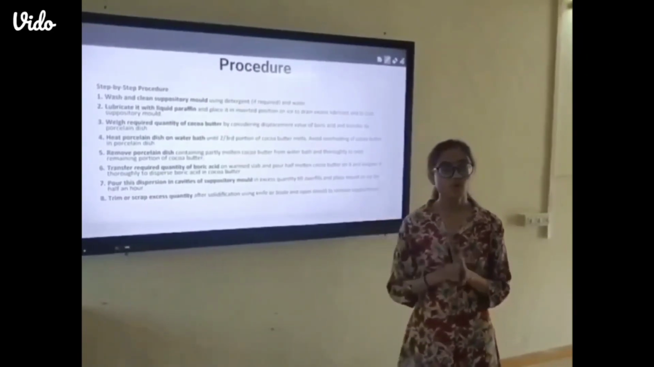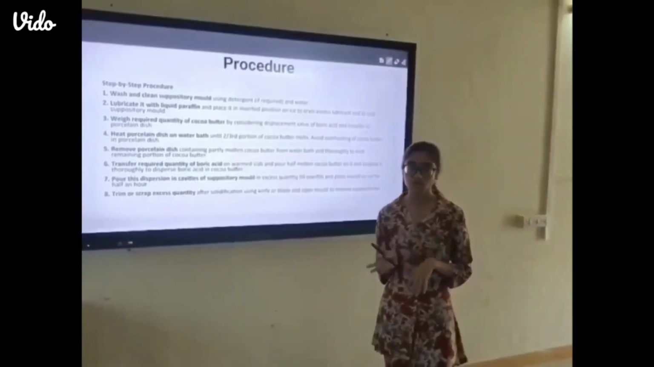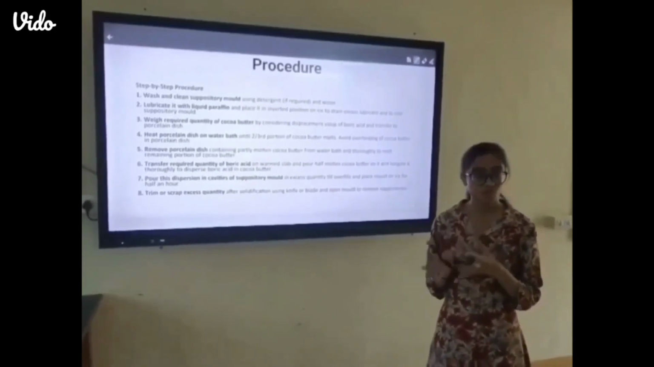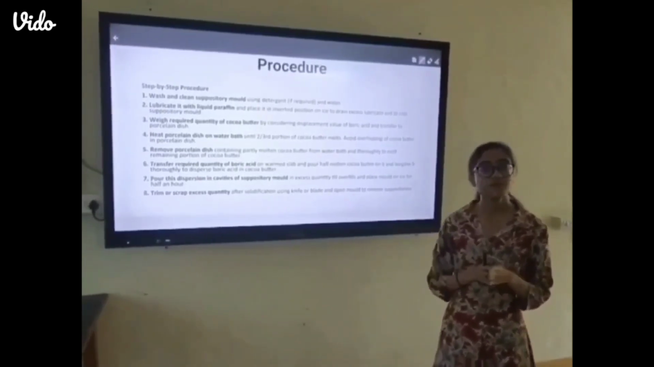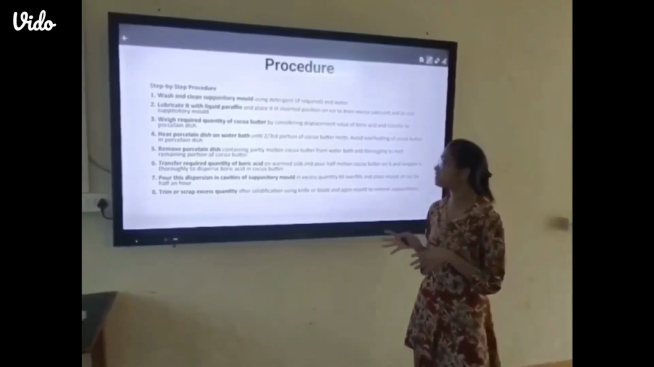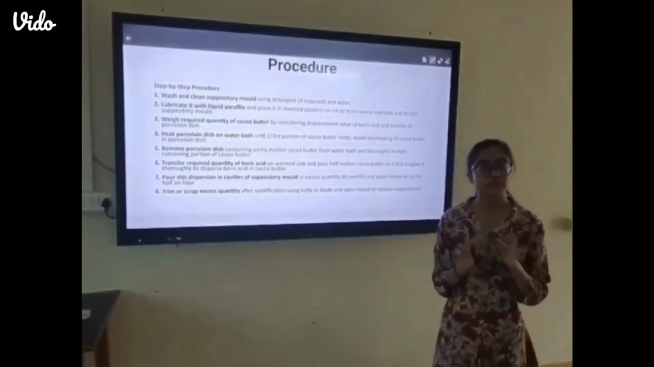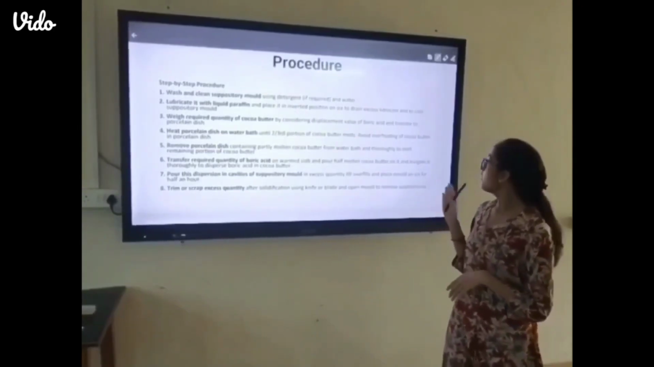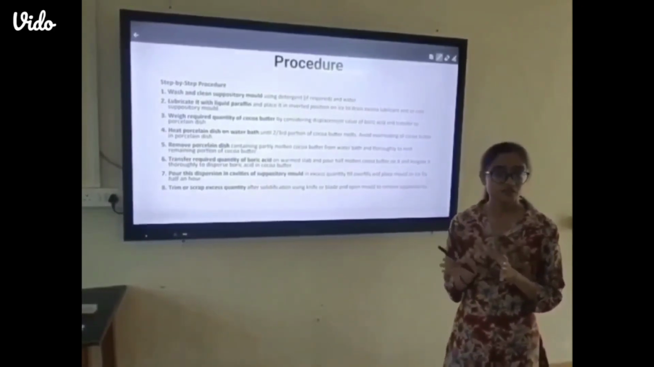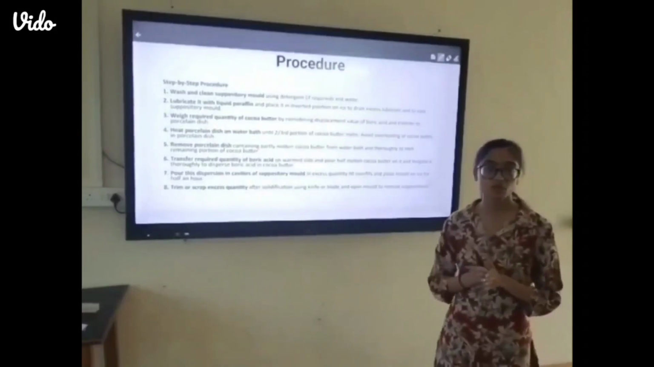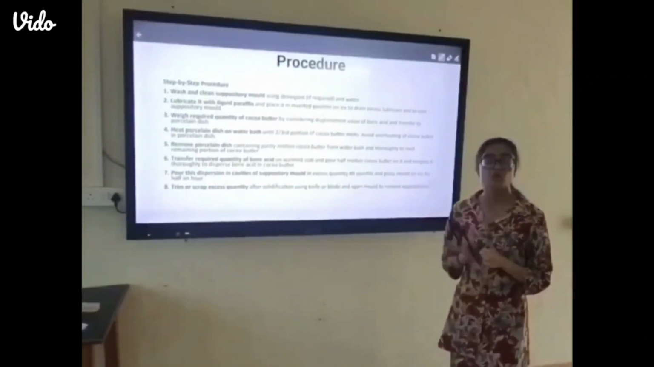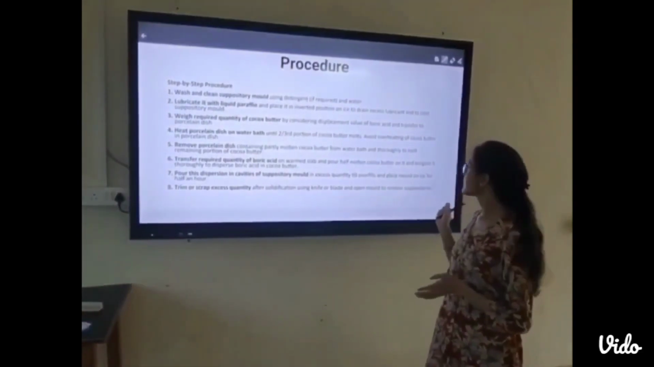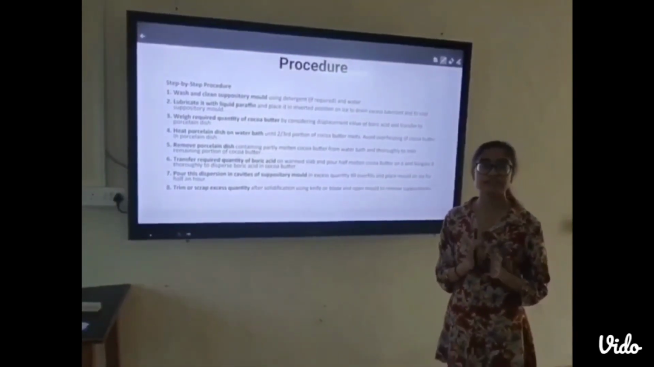First of all, we will wash and clean the suppository mold with water and detergent if it is necessary. Then we will lubricate the suppository mold with liquid paraffin and place it on ice in an inverted way to drain the excess lubricant from the mold. Then we will place it into the refrigerator to cool it. Then we will weigh the required quantity of cocoa butter, considering the displacement value of boric acid, and transfer it into the porcelain dish.